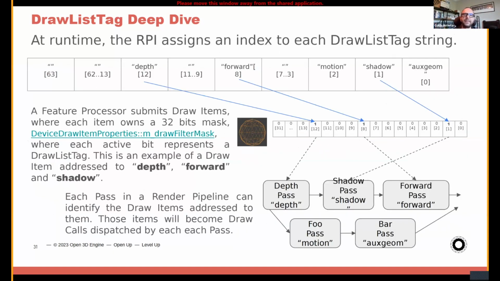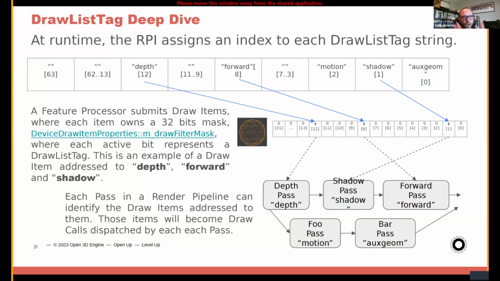One more thing is that when you are designing your passes as a developer, even though the DrawListTag is a string, each of those tags is going to become a number, it's going to get an index. And this index allows for cool optimizations, to easily filter and allow the pass system to find the draw packets for particular passes by treating these DrawListTags as a bit mask.